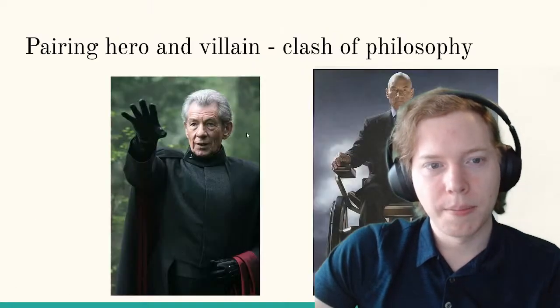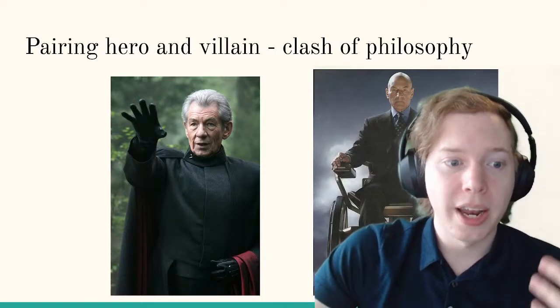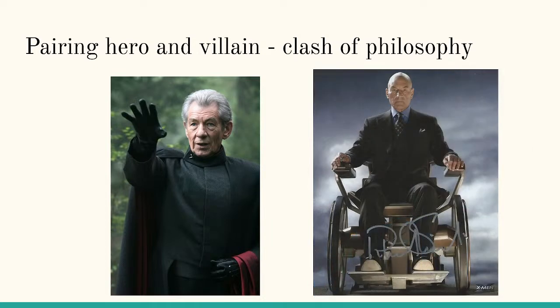So, pairing the hero and the villain in terms of their philosophy is a really smart move. I mentioned that we want, for instance, the hero and villain to come from the same, to be cut from the same cloth in whatever way. Here we have both Magneto and Professor X. These guys both are mutants.